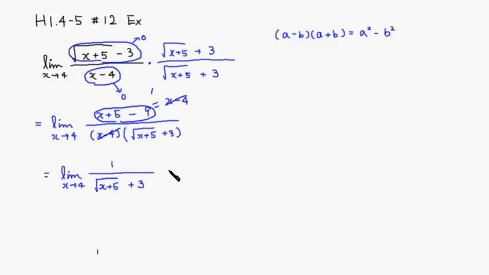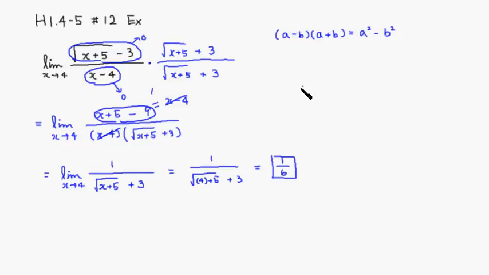So I'm going to just go here and plug in x equals 4. So you have 1 over square root of 4 plugged in plus 5, plus 3. But this is square root of 9, which is 3. So you have 1 over 3 plus 3. So this is going to be simply 1 over 6.